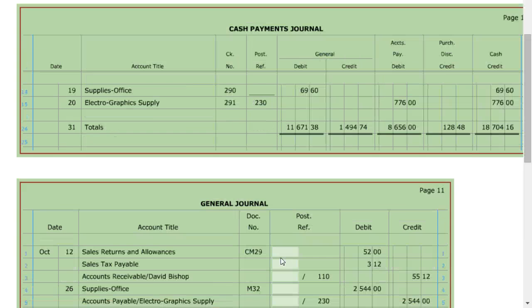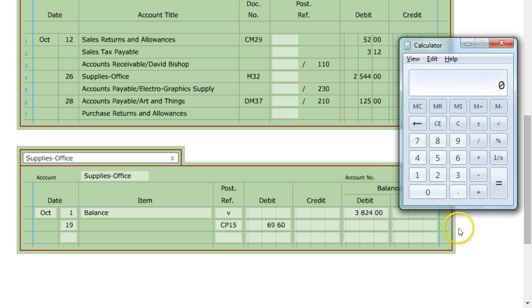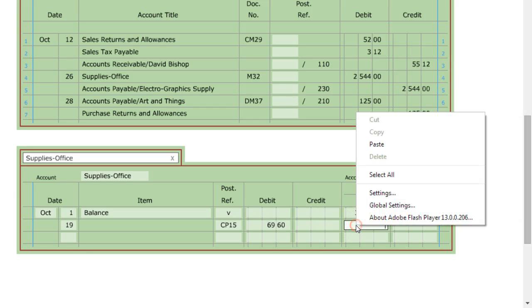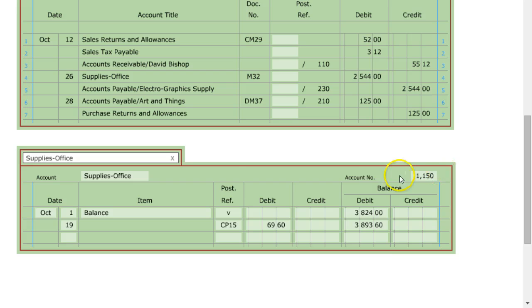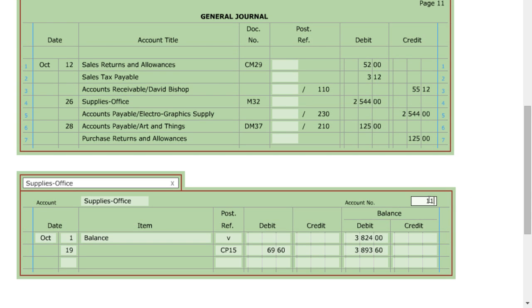And the actual number for supplies office is right here, 6960. So we'll put down 6960, and then we'll just have to add those two numbers up. So we put 6960 plus $3,824, and we get $3,893.60. So I'll put down it has a debit balance right here. To close things up, we want to take this account number here and plug it in. So 1150. Oops, I'm sorry, it should be 1145, I believe. Yeah, I gave the wrong number, 1145.